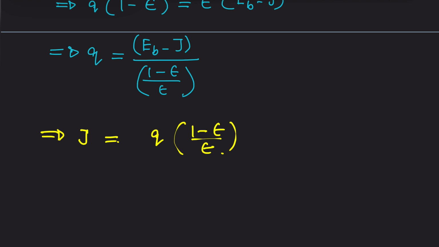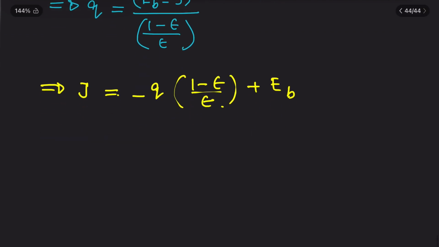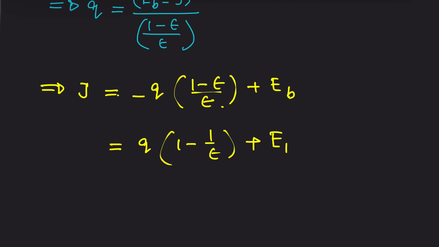So J is equal to minus Q plus E_B, right? Or I can write this as Q into (1 minus 1 by epsilon) plus E_B. This is for a single gray diffuse surface. This is a very important result.